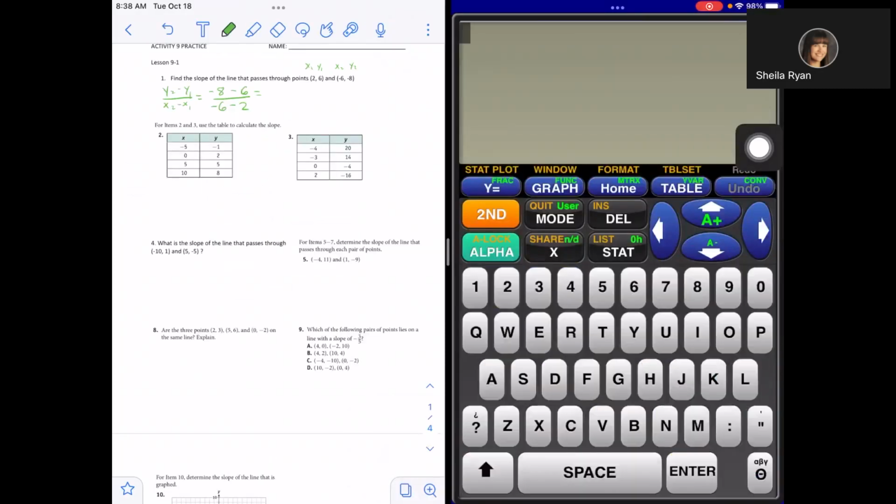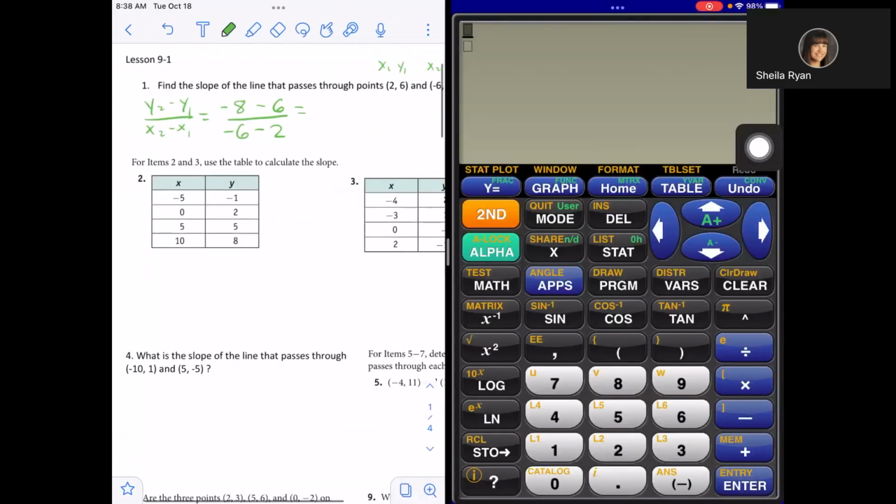Using the fraction key, we can type this in. -8 minus 6 and -6 minus 2. And we get our final answer of a slope of 7/4.